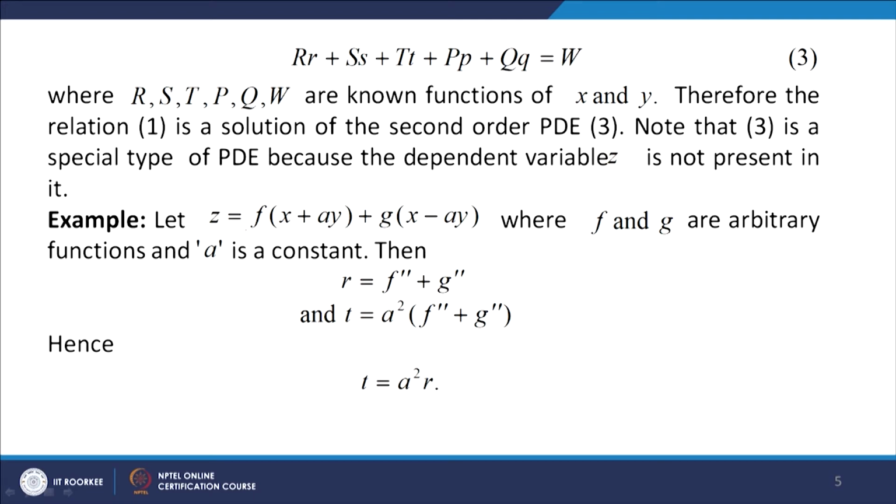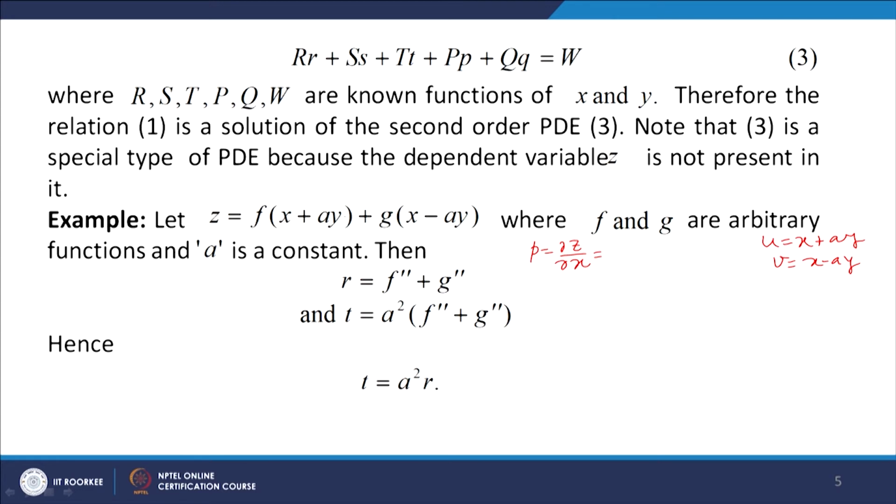Suppose we have this relation z equal to f of x plus a y plus g of x minus a y, where f and g are arbitrary functions and a is some given constant. Let us try to find a second order partial differential equation from here. We shall see, we will get a second order partial differential equation when we eliminate the arbitrary functions f and g. So let us differentiate this equation with respect to x. Let me take u equal to x plus a y and v equal to x minus a y.